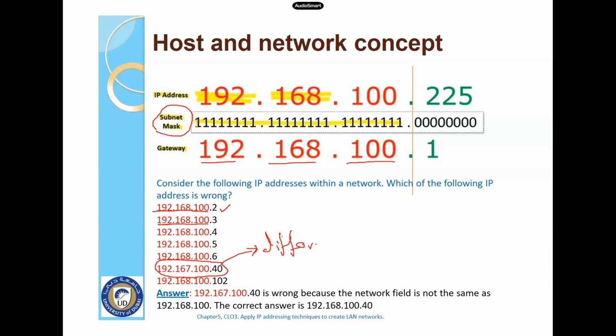It is a different network, because the network field is not the same as the upper one, so the correct answer is this one. This is the incorrect address. This is assuming that you are given a network address and asked which one of those does not belong to that network. And here the network portion is the wrong one.